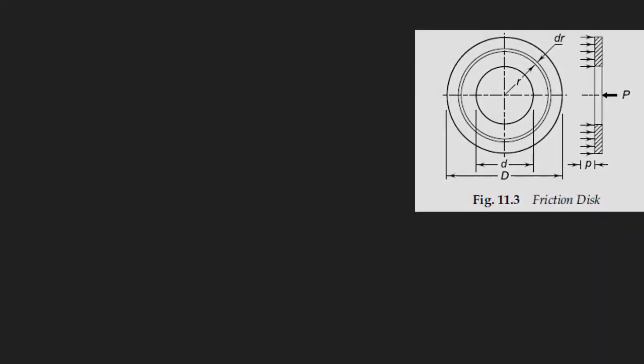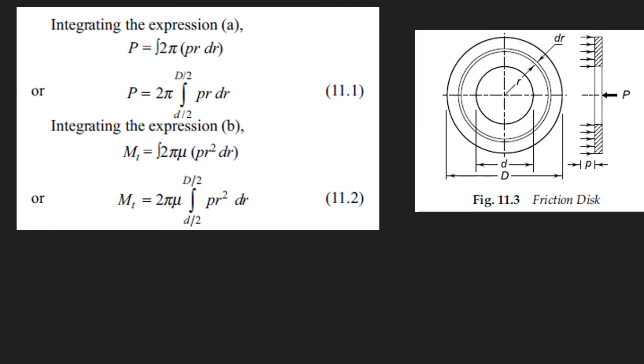All right. So having got the formula for torque of the ring, we will now integrate it for the entire contact surface. That is, by integrating the above expression A, you will get the integral of 2 pi pr dr for the total axial force P. You will take 2 pi outside and integrate pr dr.